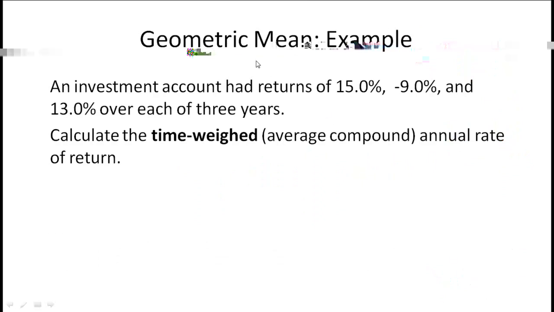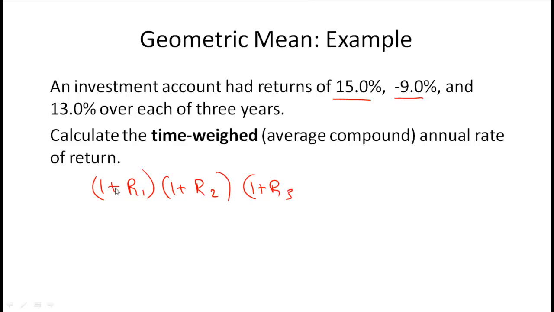So let's do another example for geometric mean. An investment account had returns of 15%, minus 9%, and 13% over the last 3 years. Let's calculate the time-weighted annual rate of return. So essentially we are calculating the geometric mean here. So let's first put down the formula. Our geometric mean formula told us that we need to do (1 plus R1) into (1 plus R2) into (1 plus R3), and then raise it to 1 over n, where n is 3, and minus 1. So let's plug in the numbers.